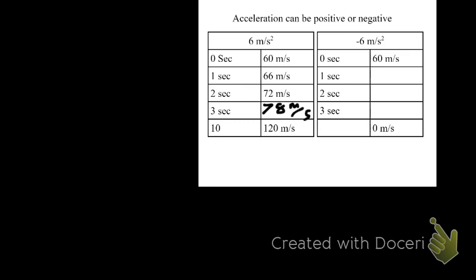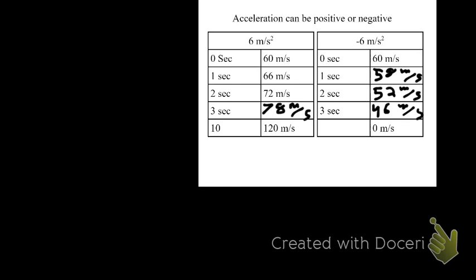78 meters per second. Now your negative is going to go the opposite direction. So now we're going to be slowing down. So after 1 second, we're going to be going 6 meters per second slower. So we know we're going to be going 58 meters per second. And then we're going to go 6 meters per second slower again. So 52. And then we're going to lose another 6. So we'll be going 46.